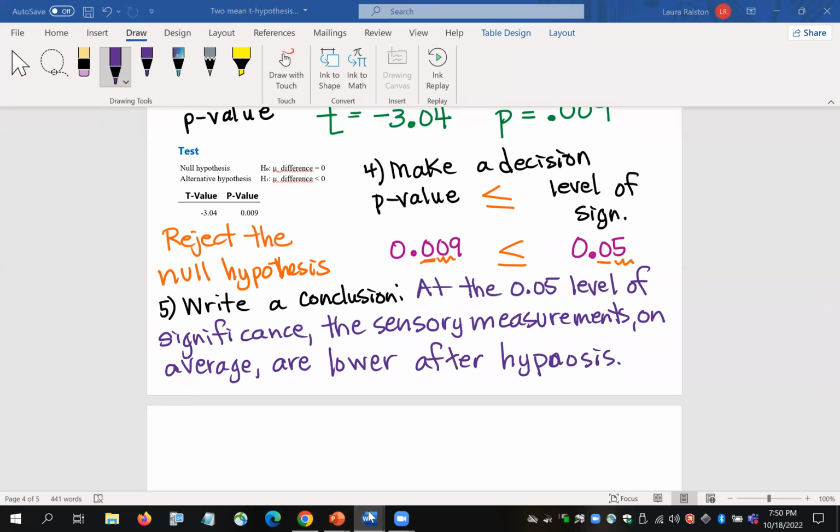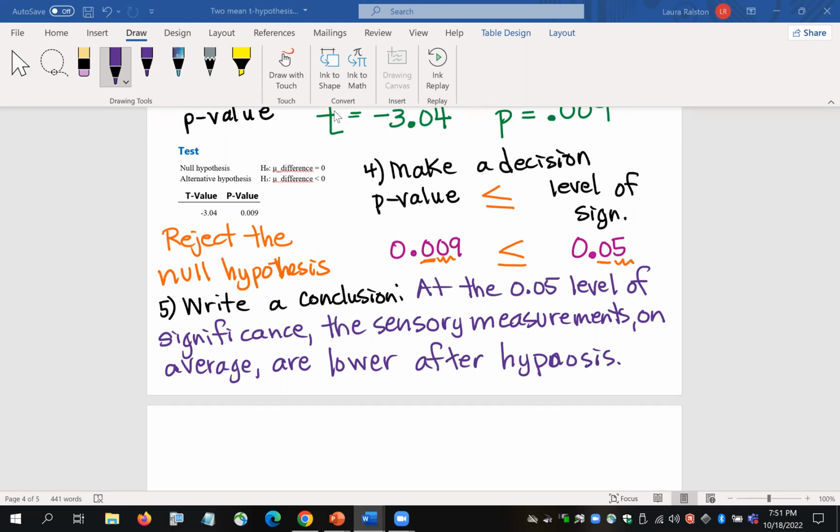Do we always use the post-change data in, Karsten? You have to read the question the way this one was worded, because you were interested in what happened after hypnosis, so after became your first sample.